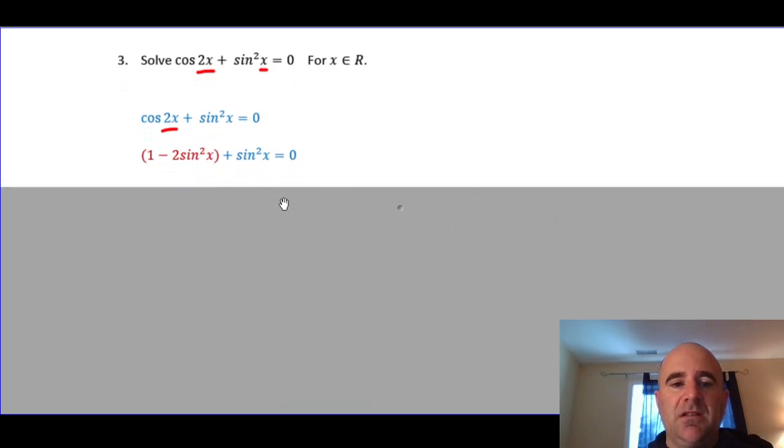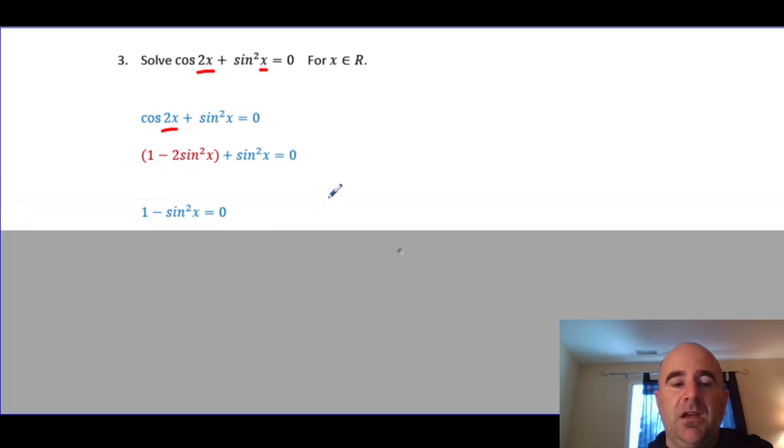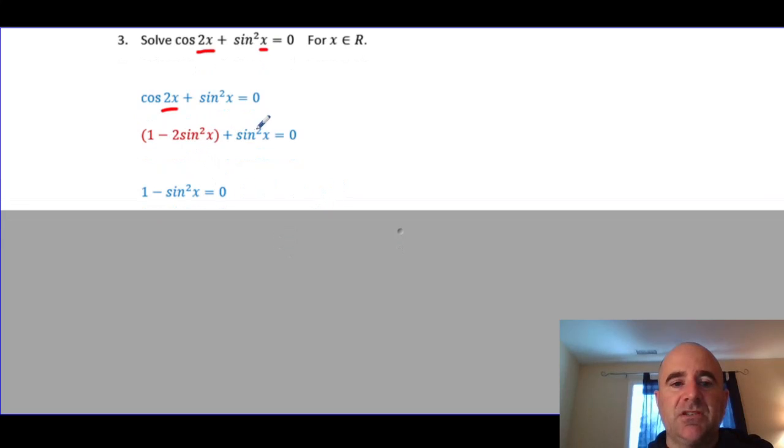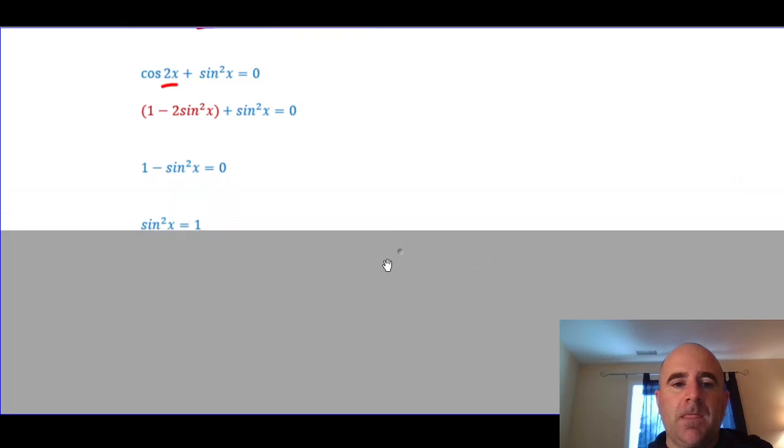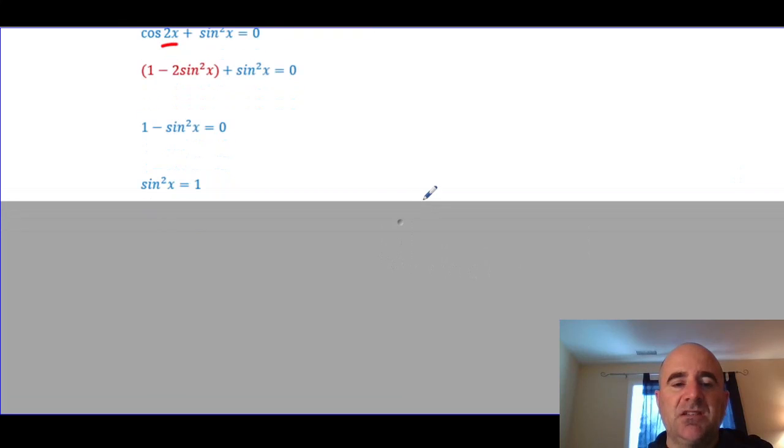I'm just going to simplify this next. And I just get, so negative 2 sine squared x plus sine squared x is negative sine squared x. So I get 1 minus sine squared x equals 0. From there, I can say that sine squared x must equal 1, or negative sine squared x equals -1, and then divide both sides by -1. But either think about bringing that over, but it's definitely what I get.